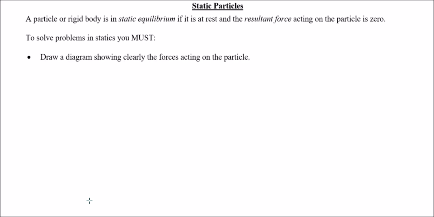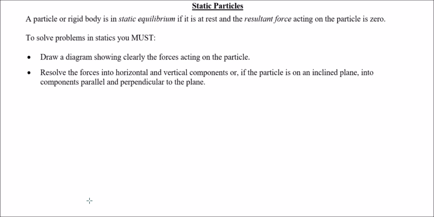So first of all, draw a diagram showing clearly the forces acting on the particle. The second thing we need to do is resolve the forces into horizontal and vertical components, or, if a particle is on an inclined plane, into components parallel and perpendicular to the plane in question. The third thing, we set the sum of the components in each direction equal to 0.